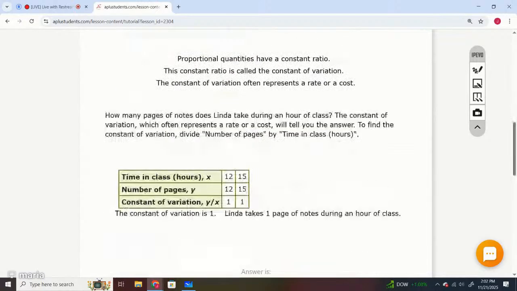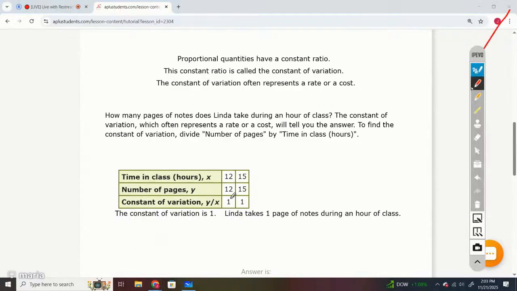Basically, proportional quantities have a constant ratio. The ratio is called the constant of variation, and the constant of variation often represents a rate or a cost, right? We need to calculate the constant of variation. We have to do y divided by x. 12 divided by 12 is 1, 15 divided by 15 is 1. That means the constant of variation is 1. Linda takes one page of notes during an hour of class.